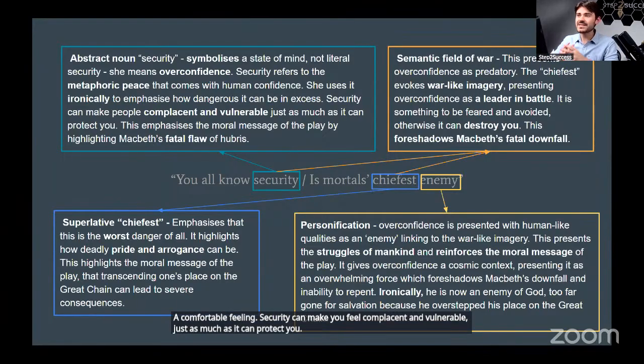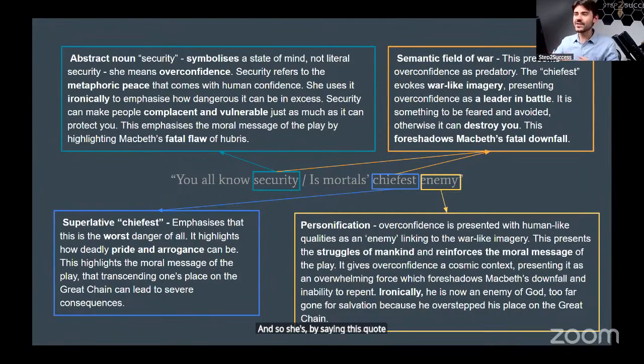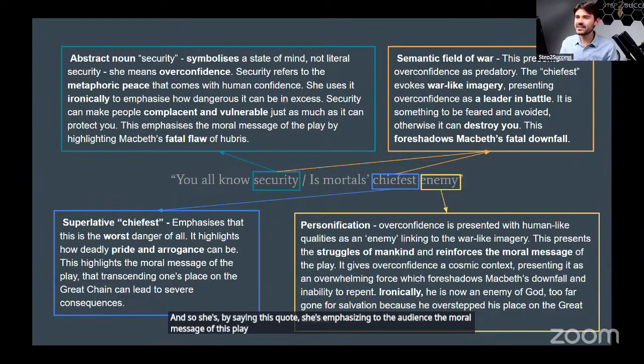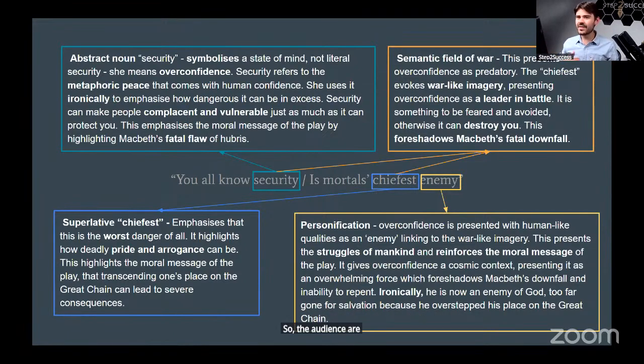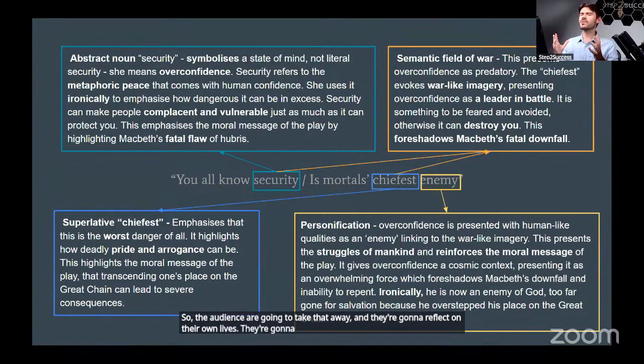And so by saying this quote, she's emphasizing to the audience the moral message of this play. She's highlighting that Macbeth's fatal flaw of hubris, of pride, is what's going to kill him in the end. So the audience are going to take that away and reflect on their own lives. They're going to say, we don't want to commit this sinful behavior because now we're scared that we're going to be sentenced to hell and damnation.